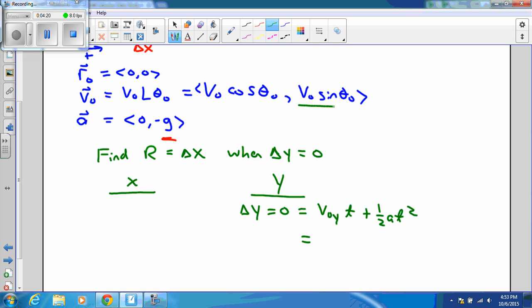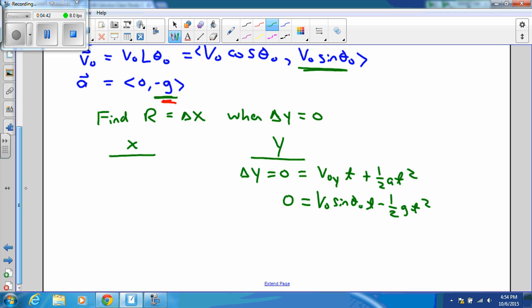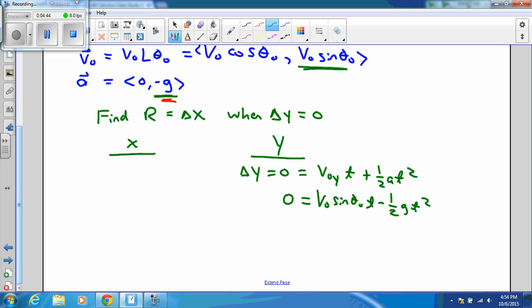And the value for v0y is our initial velocity in the y direction, v0 sine theta 0. And the value for the acceleration is our acceleration in the y direction, which is negative g. And so this is equal to 0. Now we ask, well, how does that help us? Well, it helps us because we can actually solve this equation for t by factoring.